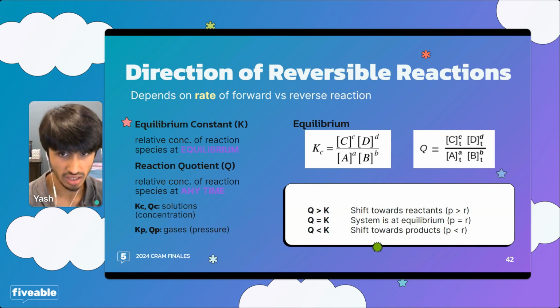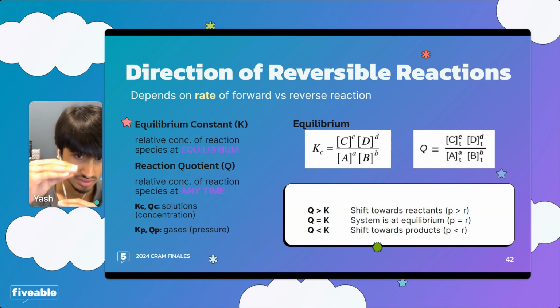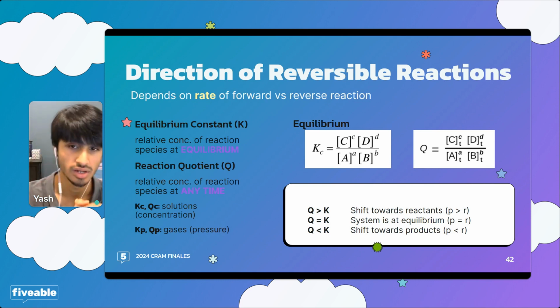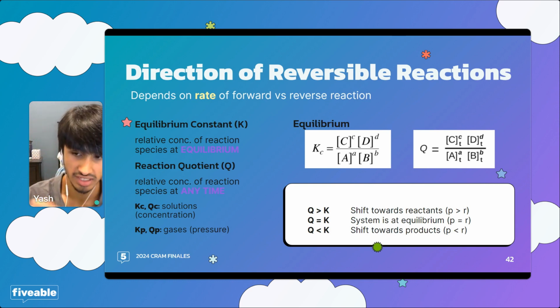So if Q is greater than K, remember we have products over reactants, right? So if Q is greater than K, that means we have too many products. We are top heavy. So that means we're going to see a shift back. Yeah, C and D is product. We're going to see a shift back towards reactants to even it out and get back to K, right?